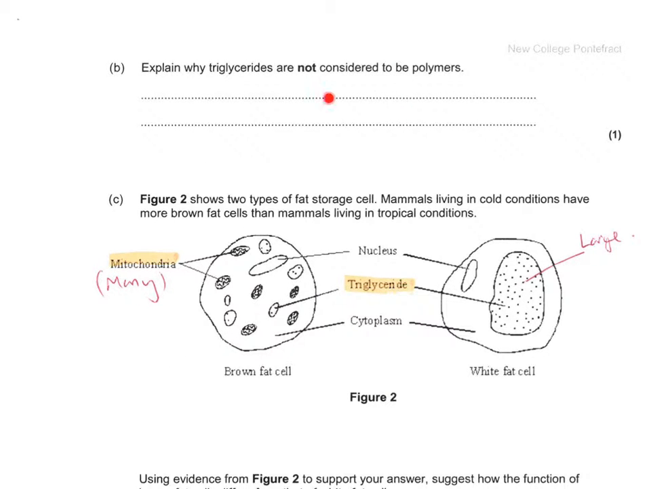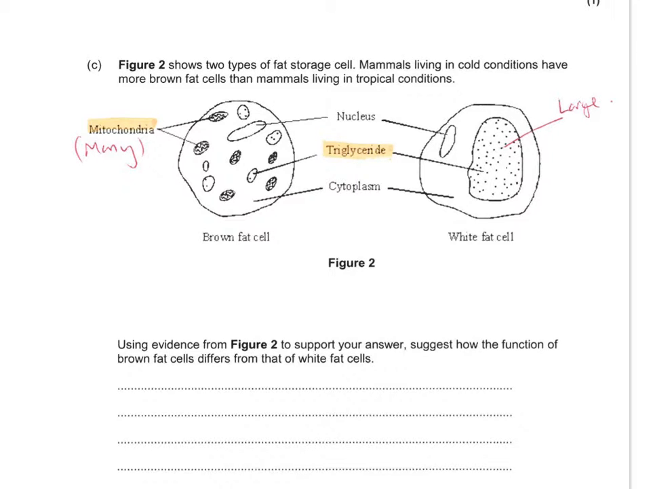Quite simply for this one, triglycerides are not made from monomers. They're actually made from different units. I would highlight the key things that will give you clues in the question. So the clues are quite simple. This has got a really big triglyceride. So white fat cells are used for storing fat, for storing triglycerides.